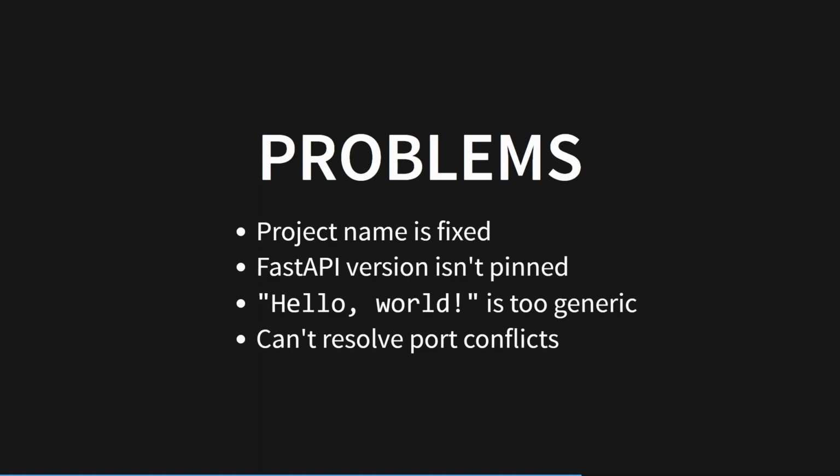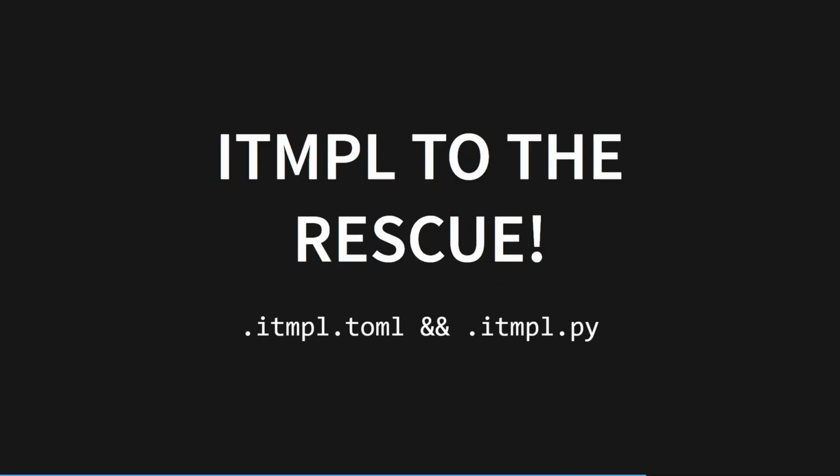However, we have a few problems with this as it is. What if we want to call our project something other than FastAPI_project? Or what if we wanted to specify a version of FastAPI so that we can pin our versions for good practice? Or what if we wanted to change the text that the root path responds with? Hello world is great in most cases, but it might not always be what you want. We're also currently stuck on port 8000, which isn't ideal either. If you're creating lots of projects, you'll probably want them to run on different ports so that you don't have conflicts. Well, we can do this using iTmpl's powerful metadata, variable, and custom Python systems.